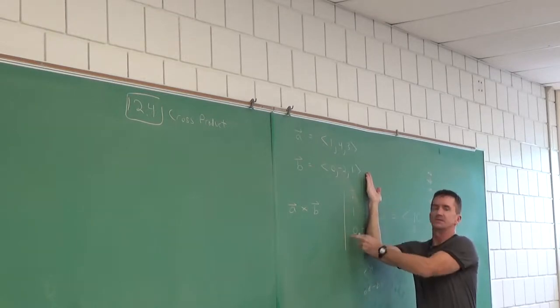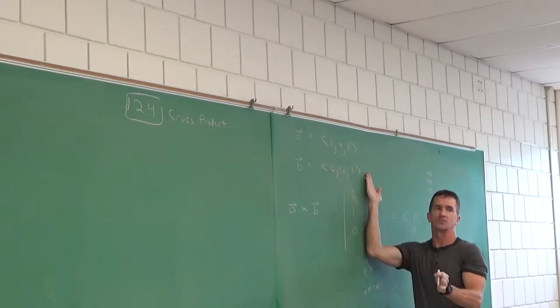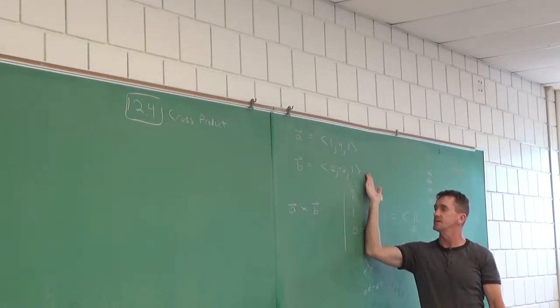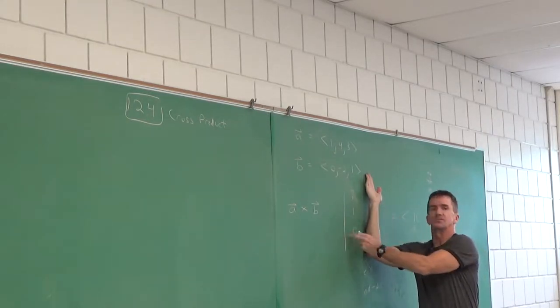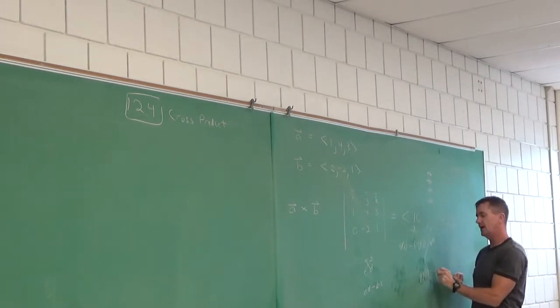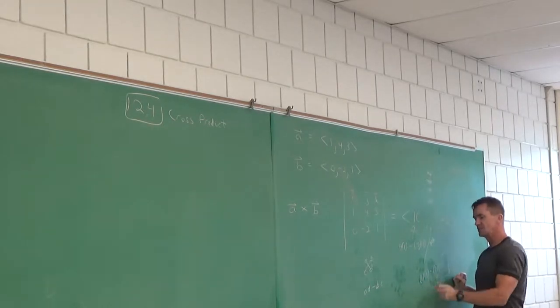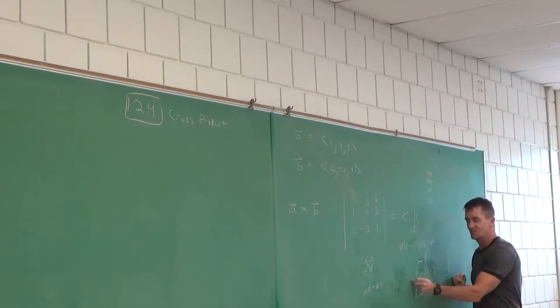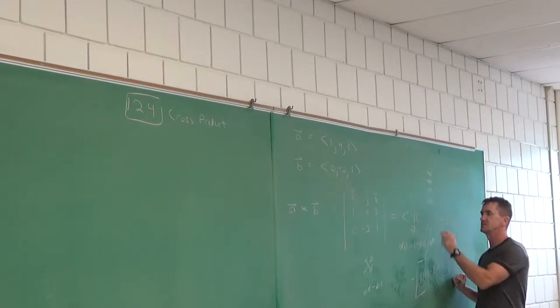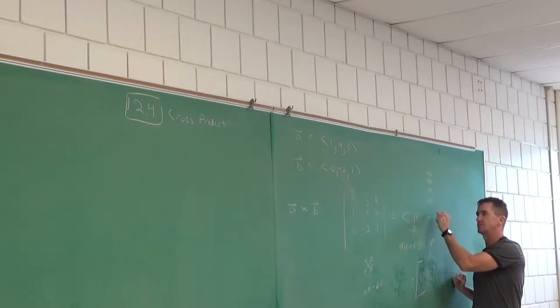AD minus BC. Whatever I get from my result, I'm going to just change the sign, or rather, just put a negative on it. So 1 times 1 minus 3 times 0. All right. 1 times 1 minus 3 times 0. But what do we always do for this middle component? We multiply a negative 1 to it, right? We're going to assign a negative value to this, changing the sign. What's the overall result? Negative 1.